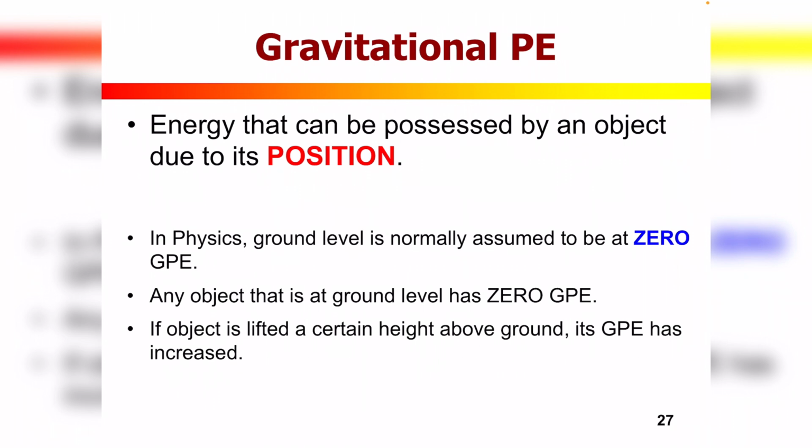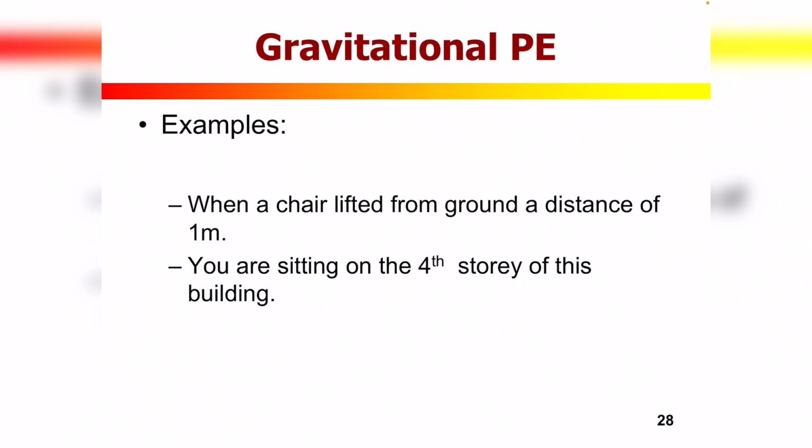So when you are on the ground, the GPE is 0. Any object that is at ground level has 0 GPE. If an object is lifted at a certain height above the ground, the GPE has also increased. So these are some examples of gravitational potential energy. When a chair is lifted from the ground at a distance of 1 meter, and you are sitting on the 4th story of this building.